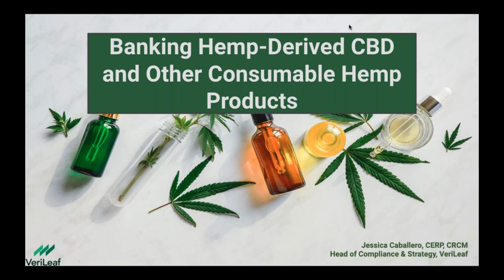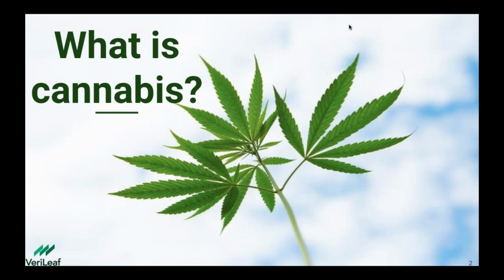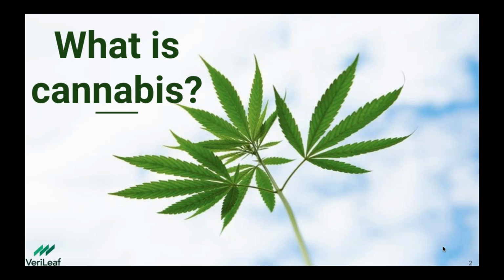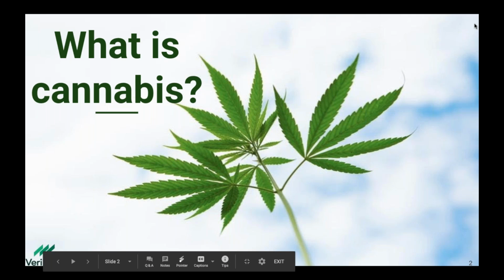Okay. So banking hemp-derived CBD and other consumable hemp products. First, like we always do, we're just going to set the vocabulary so we all know what we're talking about and we're all on the same page. A lot of people use these terms differently, and that is A-okay. I always say just choose the terms that you're going to use in your institution, define them in policy, and use them consistently across your institution. And if you do that, you can call it whatever you want.